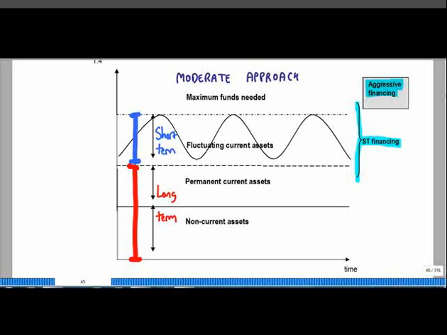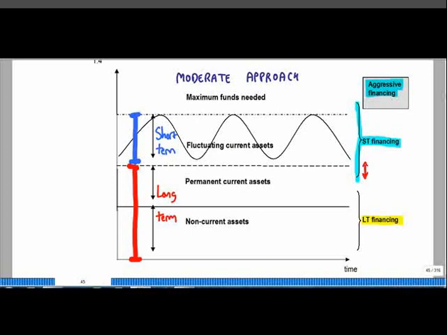Although in this particular diagram we're not eating into our permanent current assets very significantly, the fact that we are at all indicates that it's an aggressive financing approach. The rest of your financing needs are being met by long-term finance. But because long-term financing here isn't sufficient to cover all of your permanent current assets and your non-current assets, it's referred to as an aggressive approach.